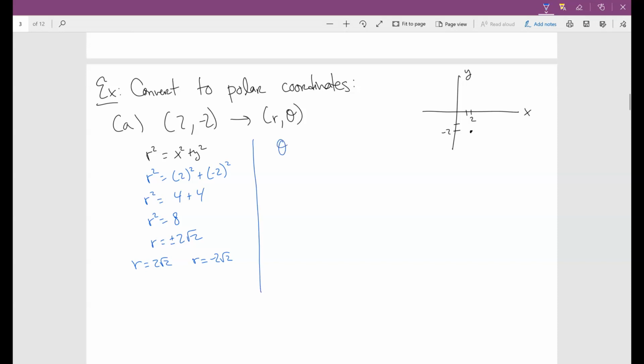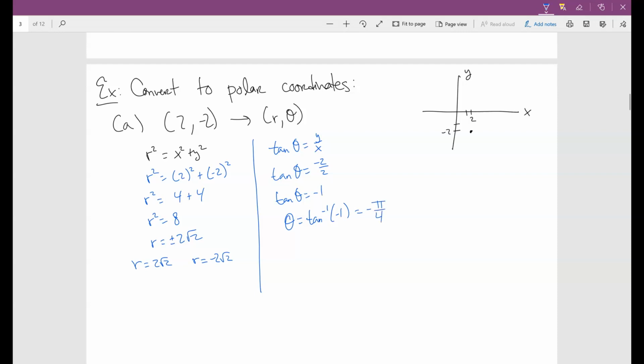So I can use theta. I know that the tangent of theta is equal to y over x. So tangent of theta is equal to negative 2 divided by 2. So the tangent of theta equals negative 1. So theta is going to be equal to the inverse tangent of negative 1. And when I do that, it's going to be equal to negative pi over 4.